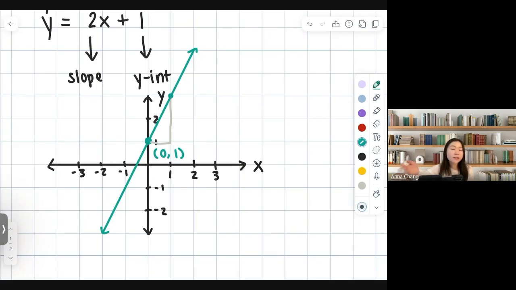So in order to graph a line, you need 2 pieces of information. You need the slope and you need the y-intercept.